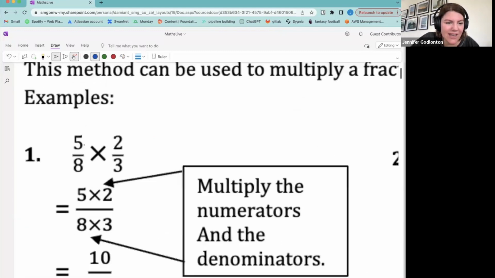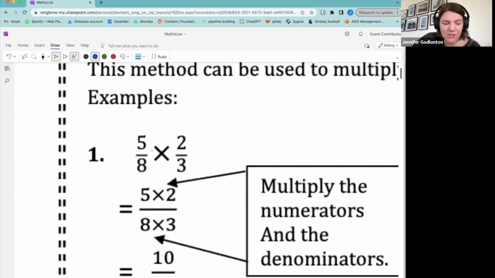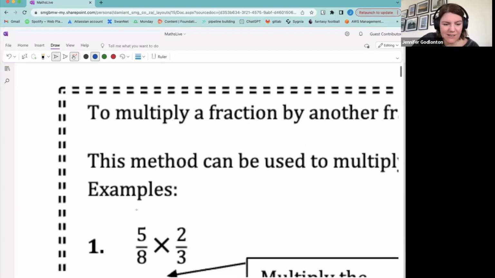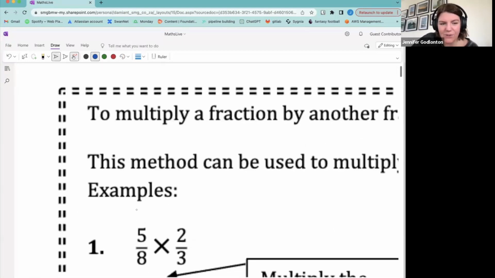Let's just look at this 5/8 times 2/3. I don't want you to follow the method that's happening down here. I want you to just look at that 5/8 and that 2/3. Who thinks that they can tell me how we could go about doing a cross simplification with that? What could we do? How could we do this?